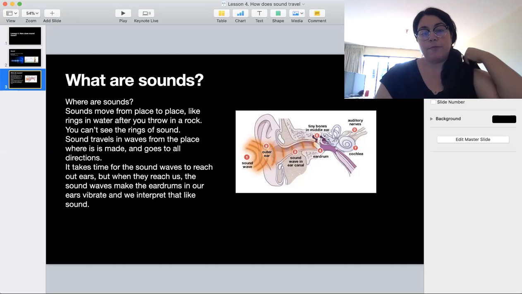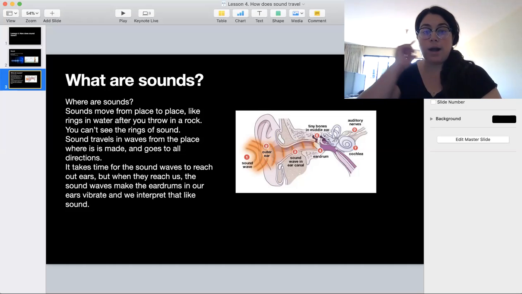It takes time for the sound waves to reach our ears, okay? But when they reach us, the sound waves make the eardrums, which is something inside our ears, vibrate, and we interpret that as sound.